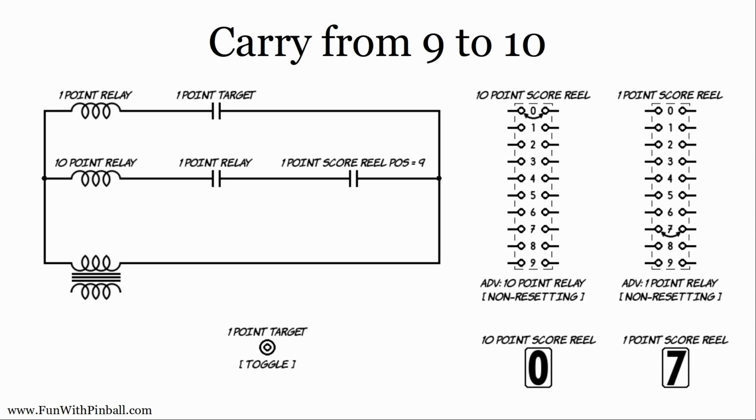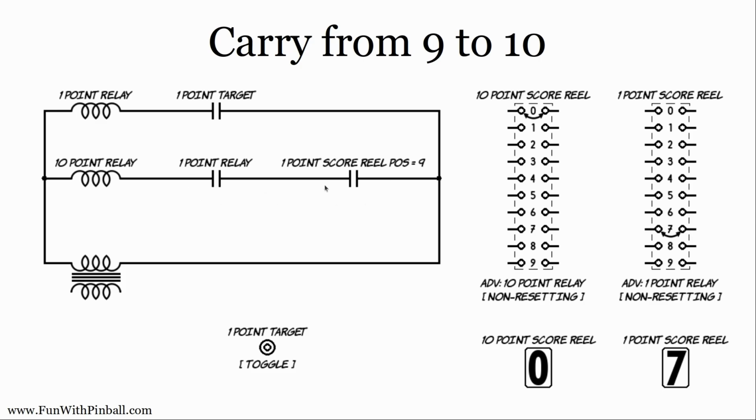So at the very top up here, this is the same switch we were just looking at, right? I've got a target that's worth 1 point. Every time I hit it, I complete the circuit through the 1-point relay. The 1-point relay now is going to close the switch down here in the circuit to the 10-point relay, okay? So every time I get 1 point, this switch is going to close.